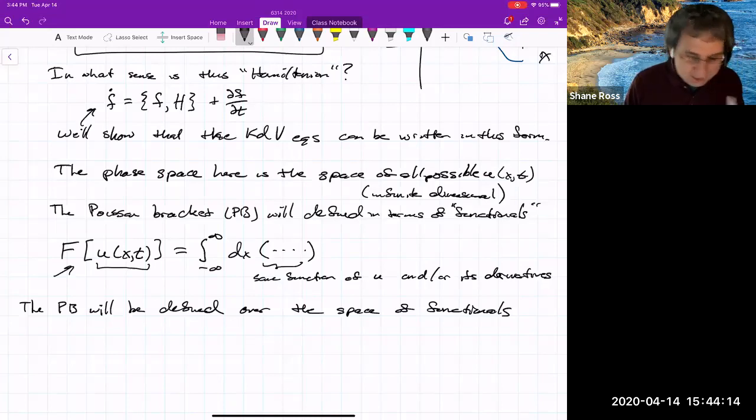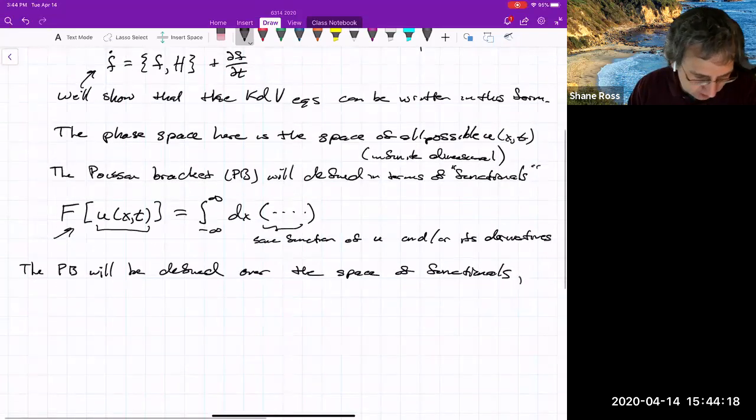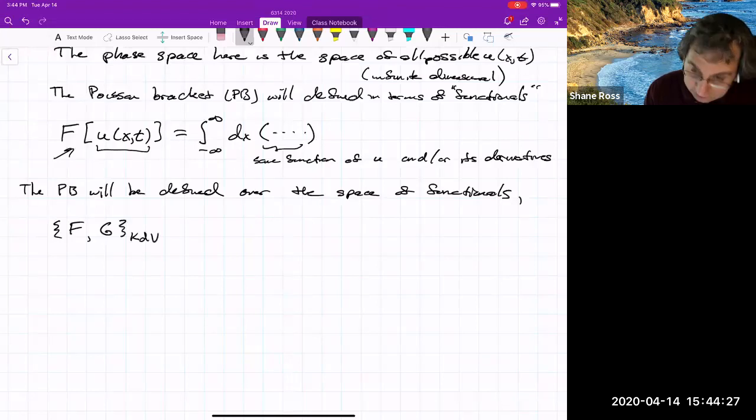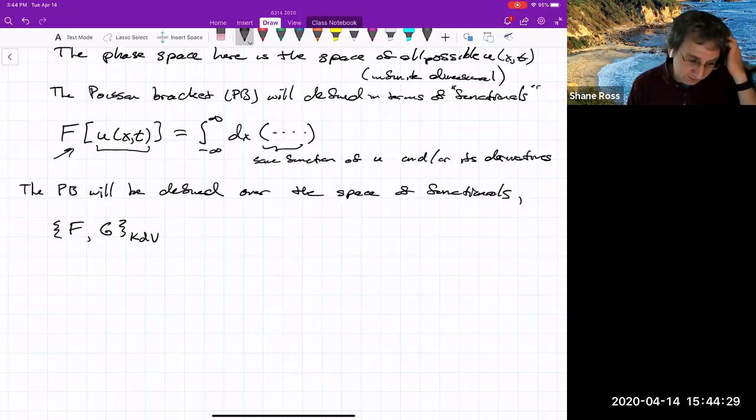Okay, so yeah, here's the Poisson bracket. I will give it the notation, so I'll use capital F, capital G. And just to remind us that this is specifically for the KdV equation, I'll put that little notation. So this is the Poisson bracket for the KdV equation.